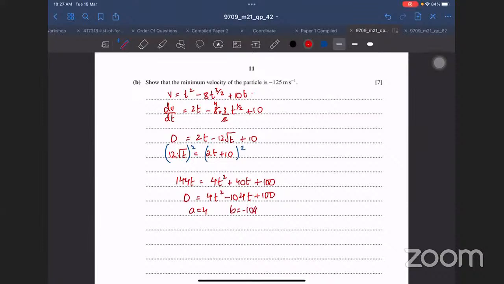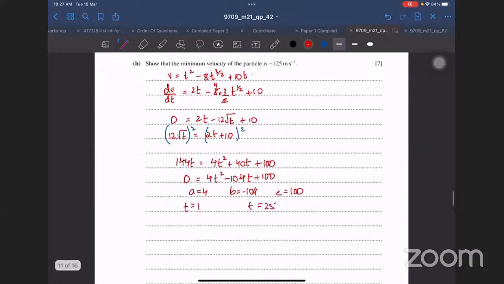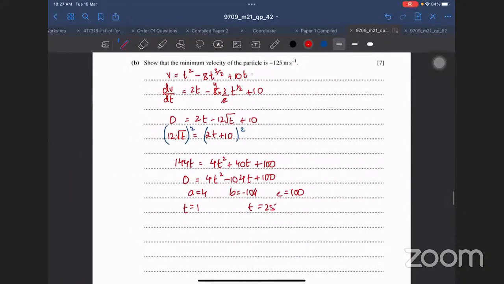And I can then tell you that the two values for t are 1 and 25. One of them will give me the maximum velocity, the other will give me the minimum velocity.